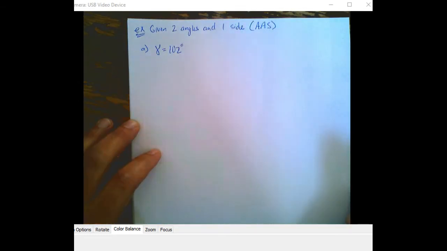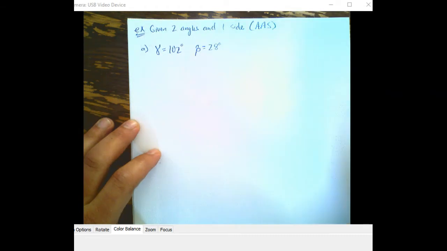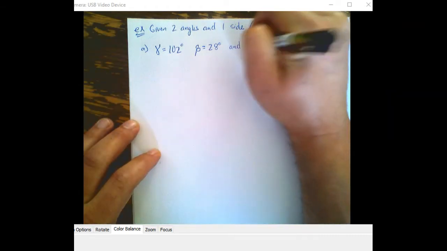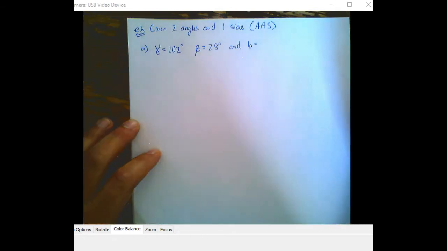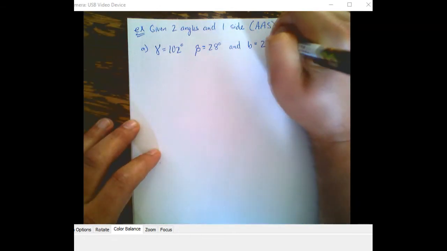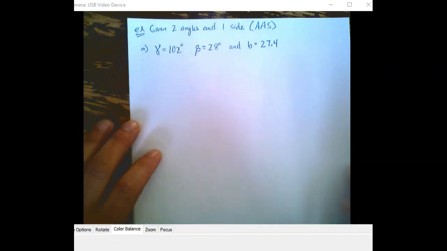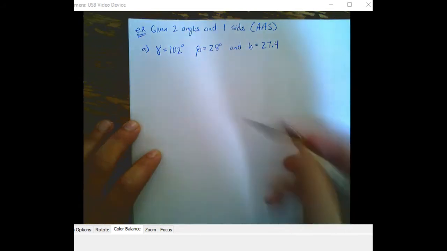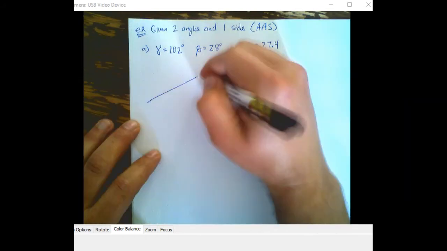Let's say that gamma is 102 degrees, beta is 28 degrees, and little b is 27.4. Okay? So we know two of the angles and one of the sides. So let's draw a little picture of that and see what we get.